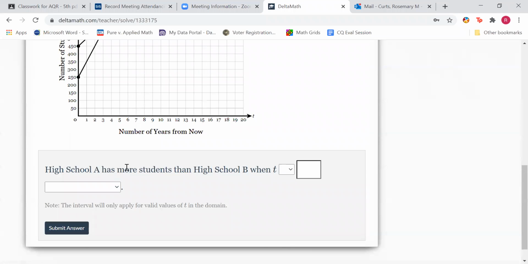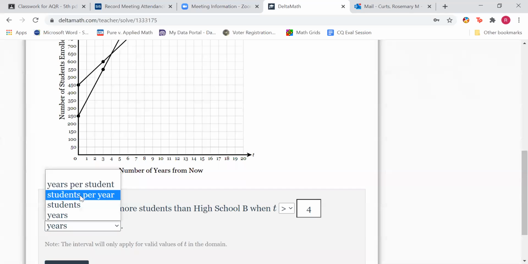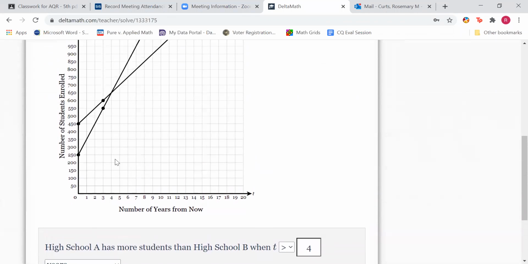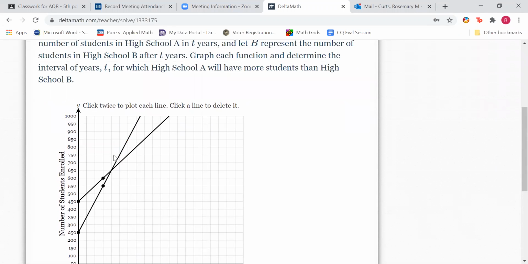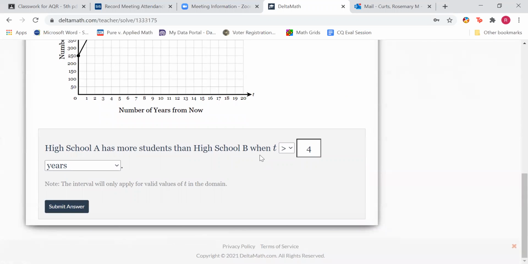So we go down here and say high school A has more students than high school B when T is greater than 4 years. You're never going to do years per student or students per year. This is just making sure you have the right units. So when T is 5, we see that high school A has more. When T is 6, high school A has more. When T is 7, high school A has more forever because high school A is getting bigger faster. So high school A has more students than high school B when T is greater than 4 years.